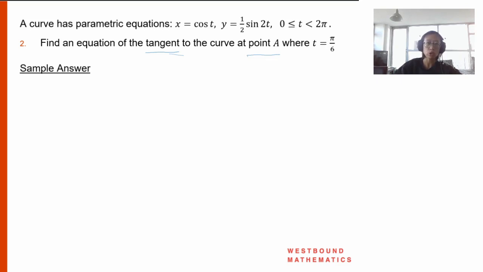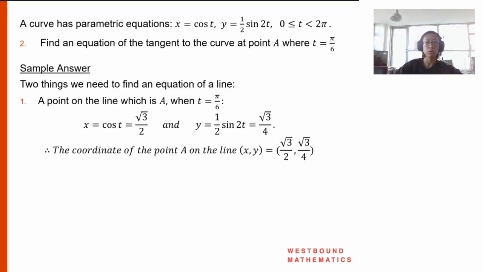Right. So the question has already given us a point. The first thing we need is the point A. Do we know its coordinates? Not yet. But the question told us, when we are at the point A, t is equal to pi over 6. So we can plug in t equals pi over 6 into my original parametric equations, and that would tell me the x and y coordinates of this point A. So we did that here. Once you've done that, you should find out that the coordinates of point A are this.